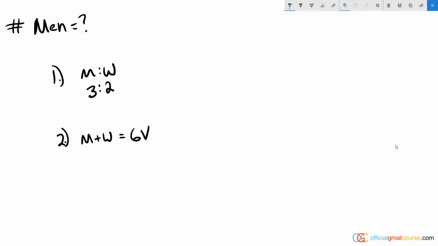So we have a ratios question, and we are asked to solve how many men are in a certain company's vanpool program. So we didn't really get much info from the question stem itself.